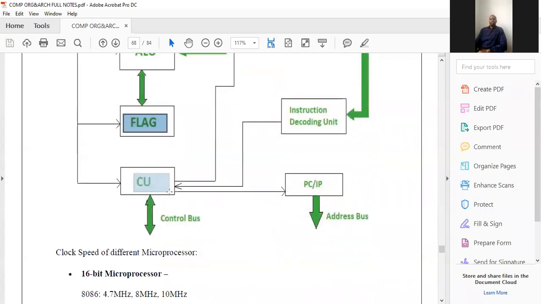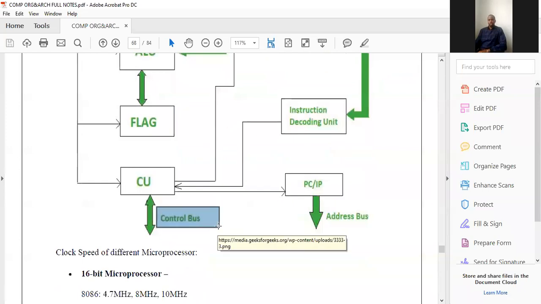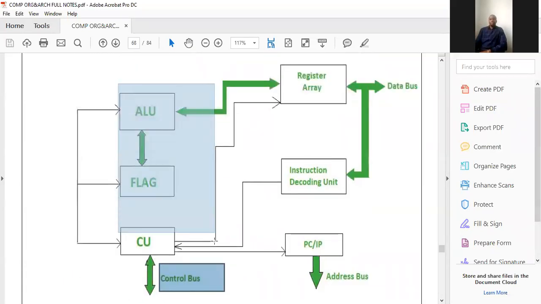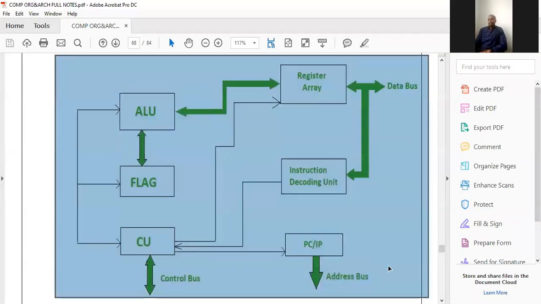Then of course the control unit is used to manage and coordinate all the activities, right? And the control unit works with the control bus. You remember the data bus, address bus, control bus. Yeah? So the control unit works with the control bus. The control bus is basically the pathway that takes signals from the control unit to all the other parts of the CPU. Okay? All right?